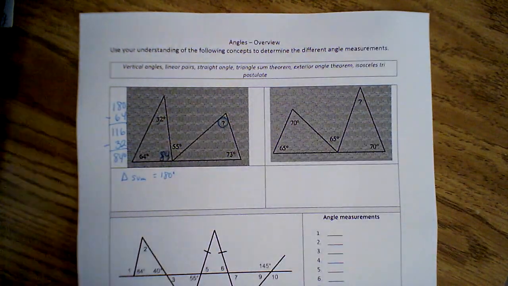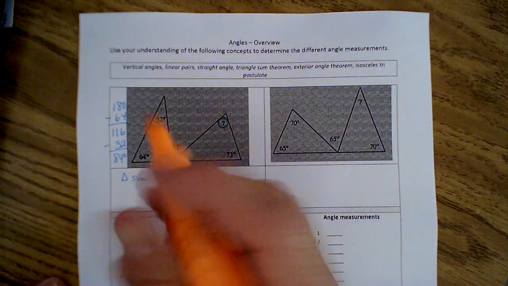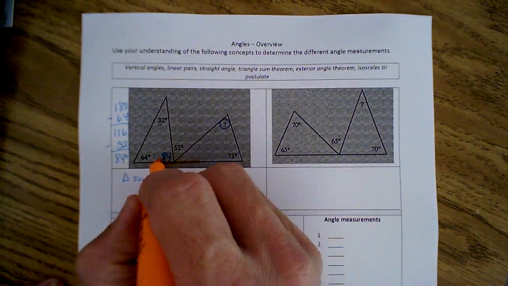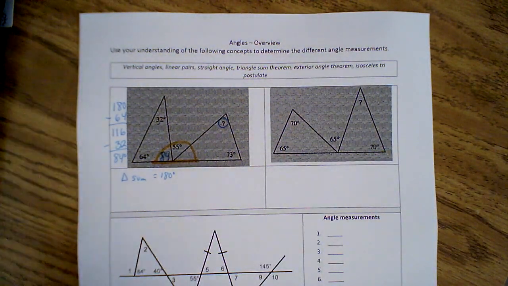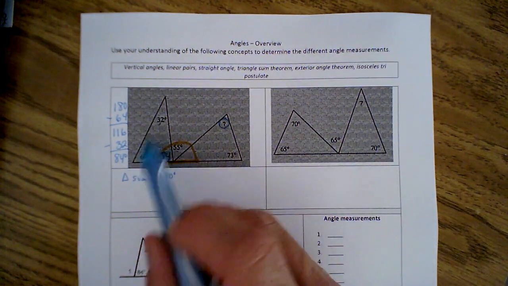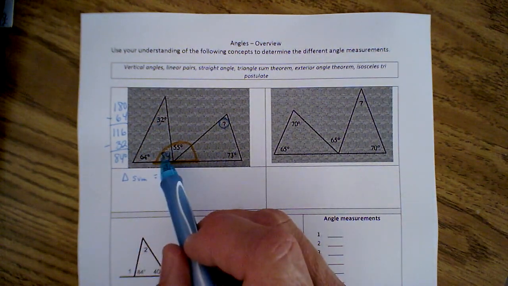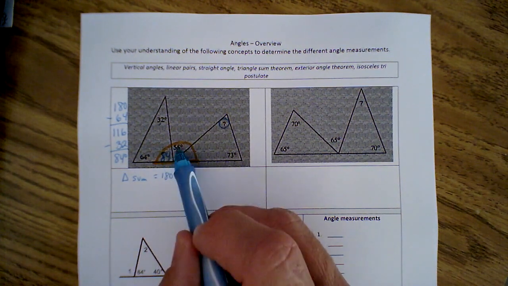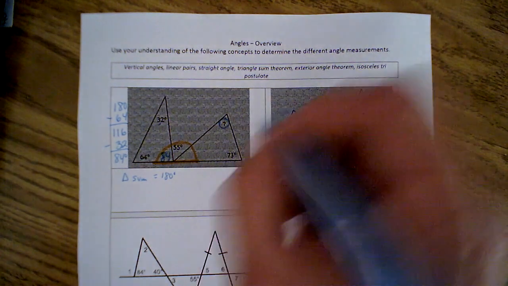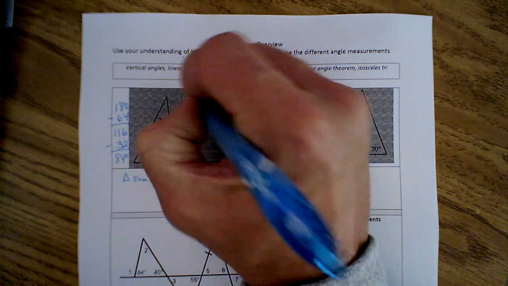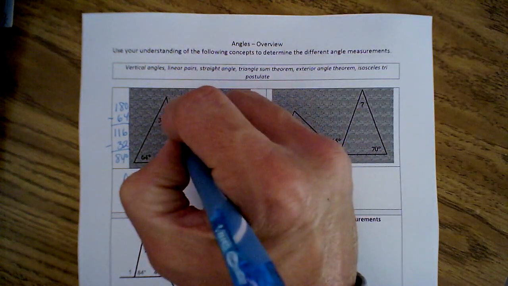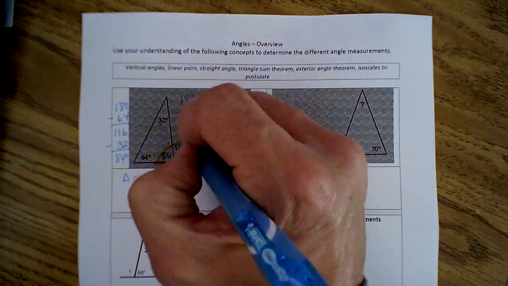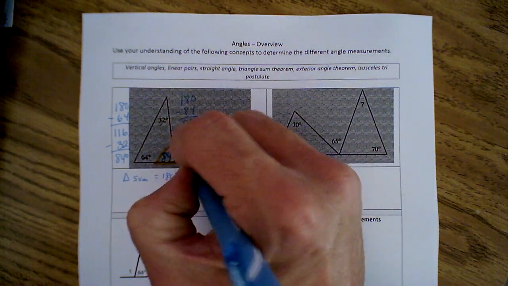The next thing that I see is a straight line right here that includes the angle of 84 degrees. It also includes the angle of 55 degrees, and then a third angle. And again, if you have two angles and you know the total, you can figure out the third. We know that a straight angle is 180 degrees. So 180 minus 84 would give us 96. And then 96 minus 55 would give us 41.